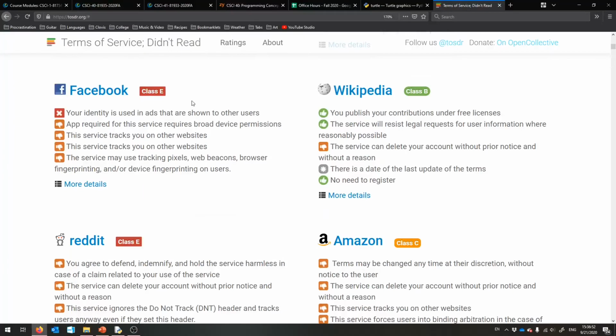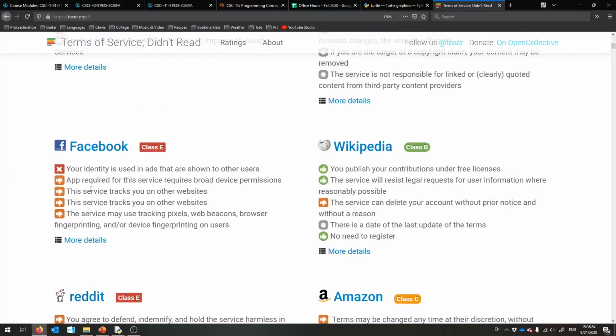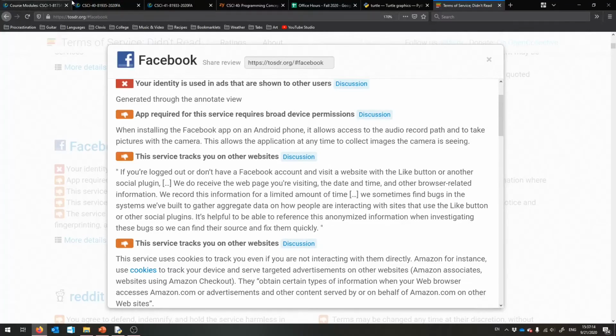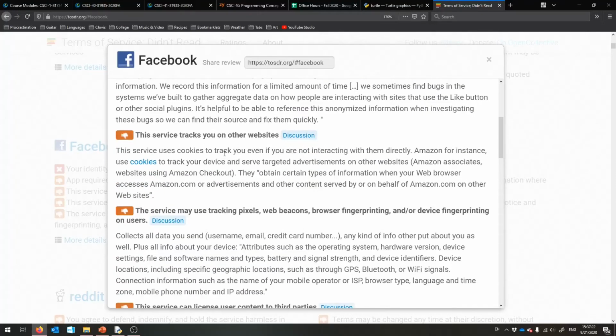Okay, so Facebook is Class E, so it's worse than Google apparently. Your identity is used in ads that are shown to other users. I don't know exactly what that means, but that's horrible. So maybe they're trying to advertise that you bought this one product to your friends or something. Who knows? I guess they're allowed to do that based on these terms of service. Tracks you on other websites. We're used to talking about that. Now everybody does that these days.